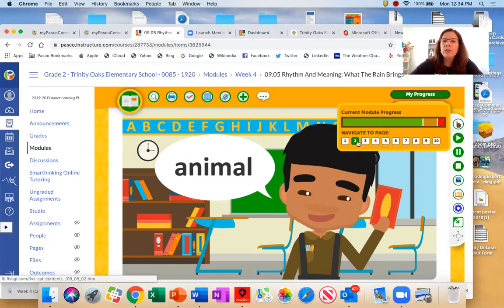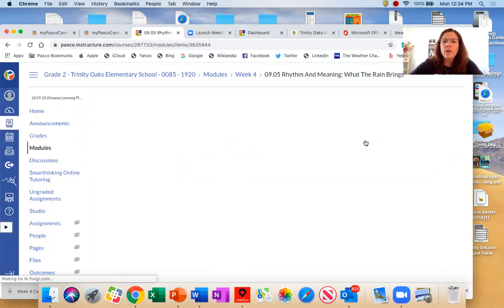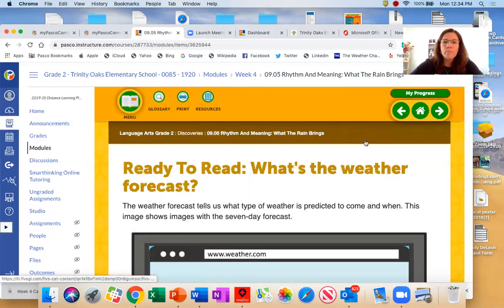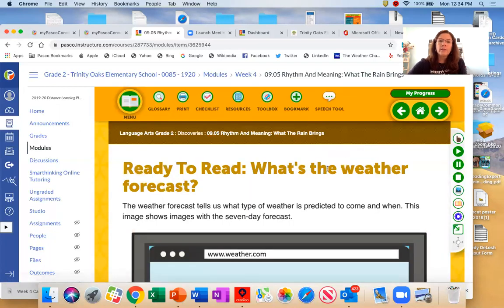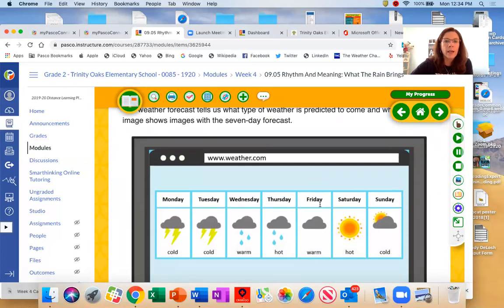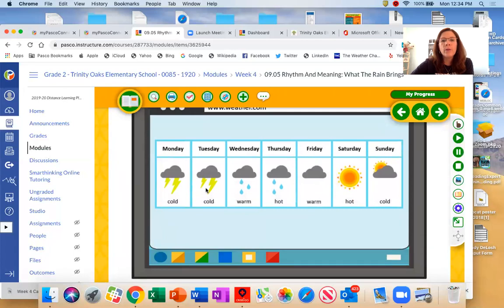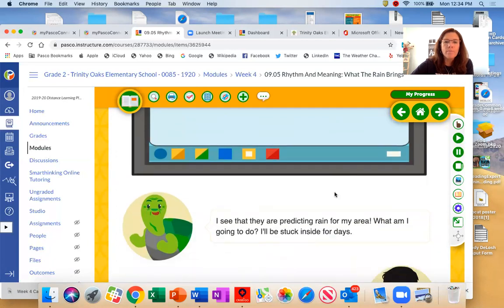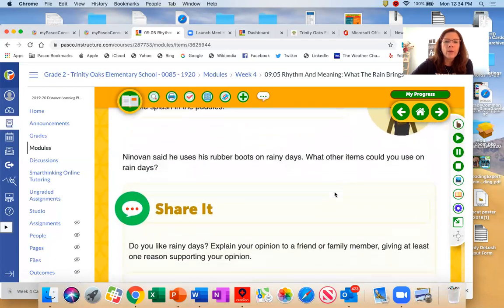So right now I'm on page 2. And then if you go to page 3, you're talking about what's the weather forecast. How cool is that? Especially since we had some rain today. Oh, and so you have the horizontal rain from like you would see in the newspaper. And you're going to read what he says.